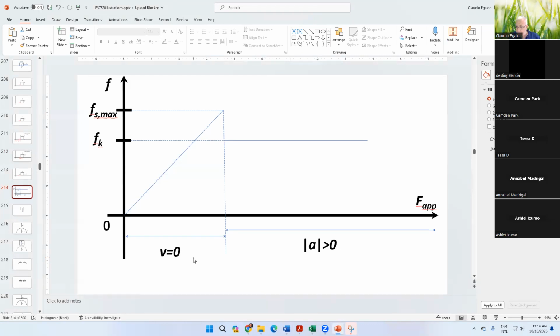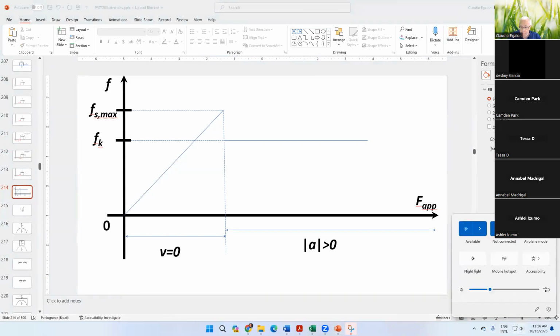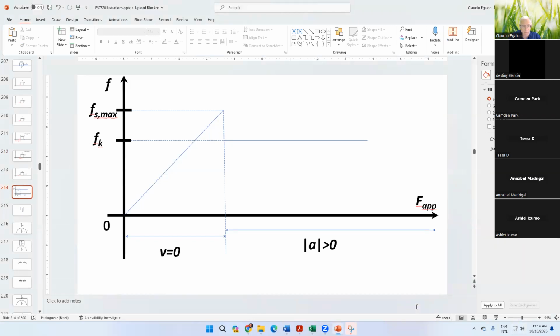I have a question. But how do you know when it reaches the object being on the verge of motion? Like, how can you tell if it's at the maximum level? I will tell you in the problem. If I give you a problem, I'm going to tell you the object is on the verge of motion. Then I'll tell you that.